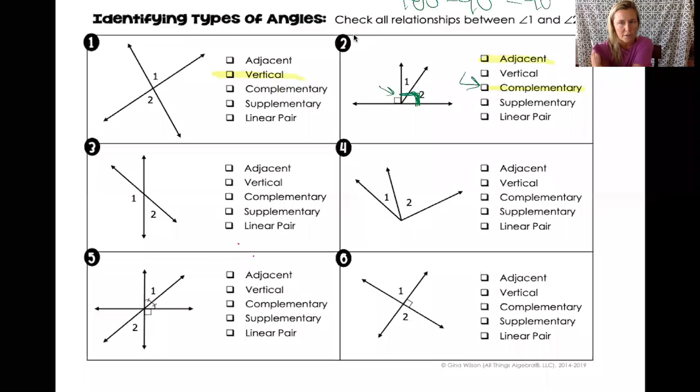And also, when you're responding in the chat, you don't have to spell the whole word out. Adjacent can be ADJ, complementary can be COM, supplementary can be SUP, linear can be LP, however you want to abbreviate it, I'll understand it, okay? So let's go ahead and send it.